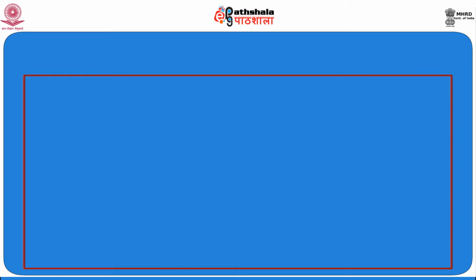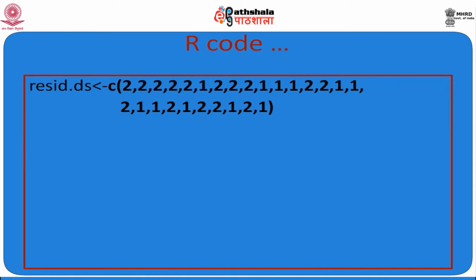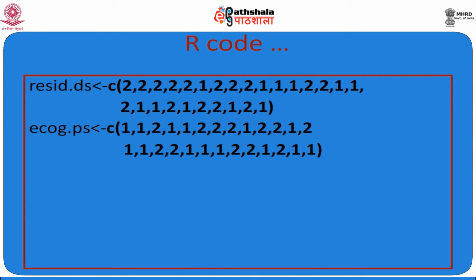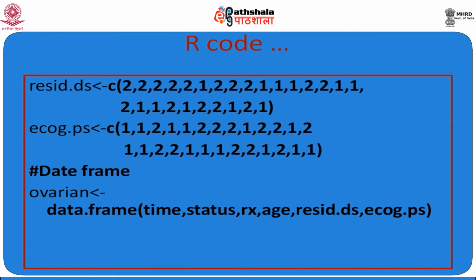Now we are coming to the next slide. The other factor, residual disease, is again represented by 2 and 1. The fifth factor is ECOG.PS, and the score is also given as 1 and 2. Once we have the data set, we will call the data.frame function, and within the parentheses all the earlier mentioned variables like time, status, Rx, age, residual disease, and ECOG.PS will be called, and here we are calling it ovarian. So from now onwards our database will be ovarian.